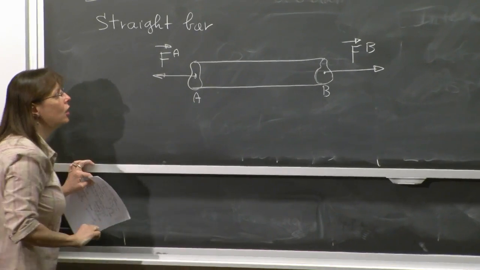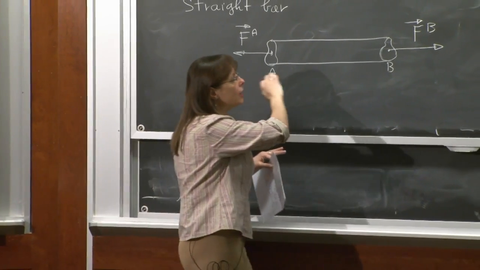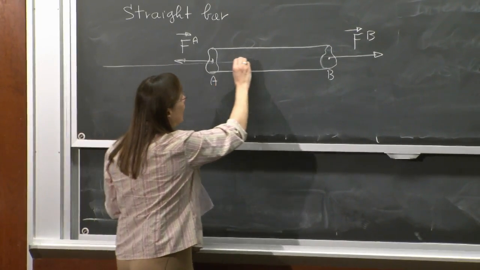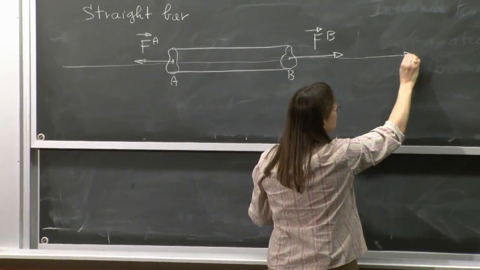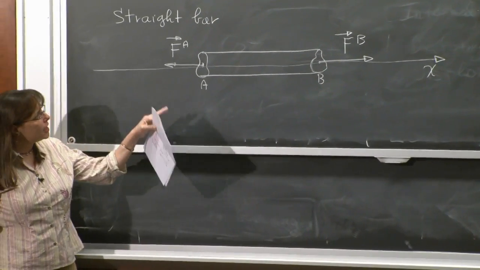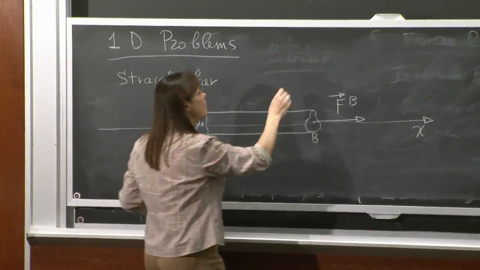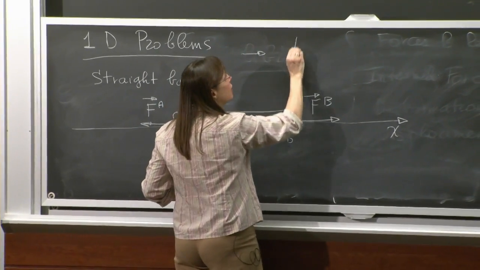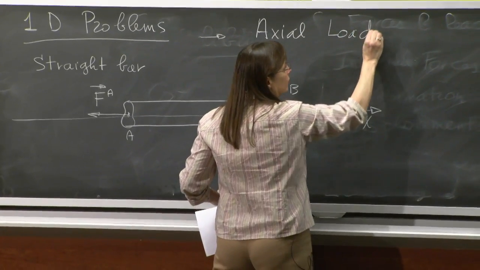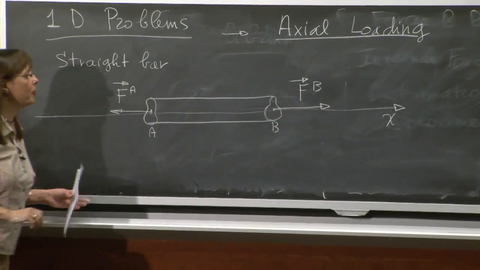at point A. So in the 1D problems, everything will happen along one direction. And that direction is going to be our coordinate axis, x. And the forces act along the axis of the one-dimensional structure. And so these 1D problems are called problems in axial loading. And that's what we're going to deal with today.